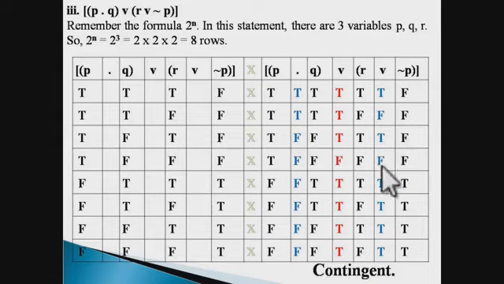False, false will give us false. A disjunction is false when both disjuncts are false. So true, true will give us true. False, true will give us true. True, true will give us true. False, true will give us true.